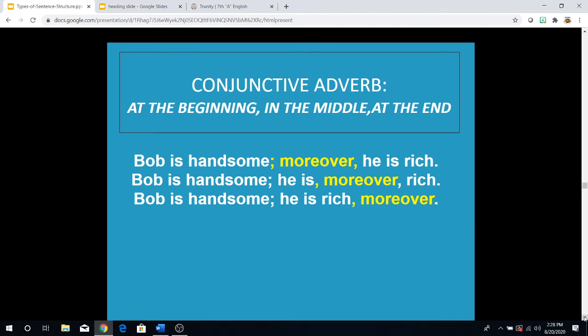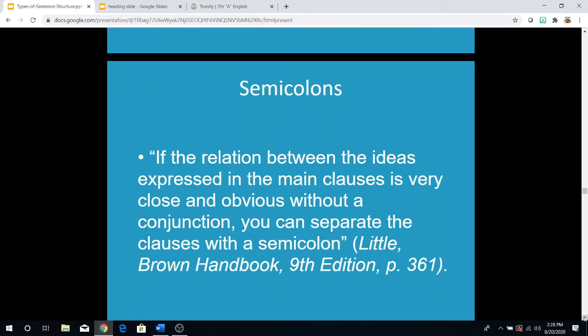Here is an example with the same sentence with a floating conjunctive adverb. Bob is handsome; moreover, he is rich. Bob is handsome; he is, moreover, rich. Bob is handsome; he is rich, moreover.